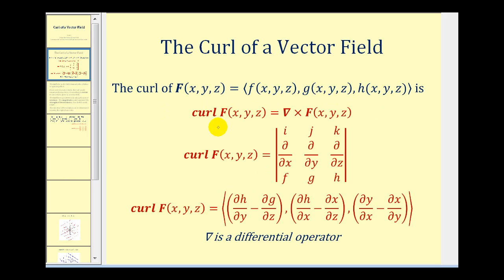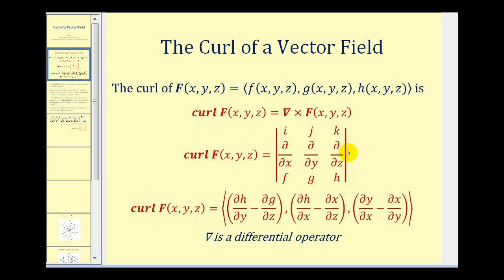The curl of the vector field F is equal to the cross product of the differential operator, which you can think of as a partial derivative operator, and the vector field F. We can determine this cross product by evaluating the 3x3 determinant, where the first row would be i, j, k. The second row would be from this differential operator, where we have the partial derivatives with respect to x, y, and z. And then the third row would be from the components of the vector field F.